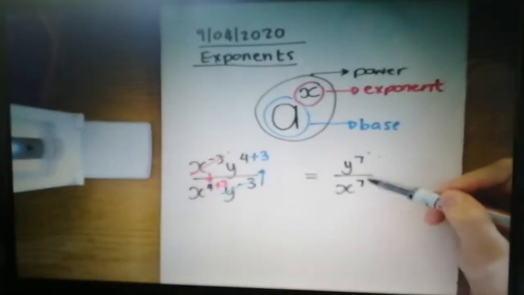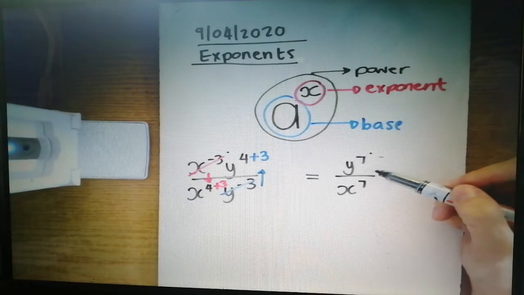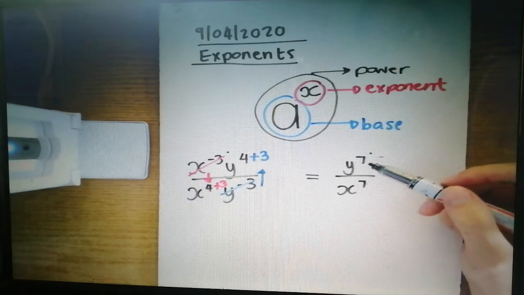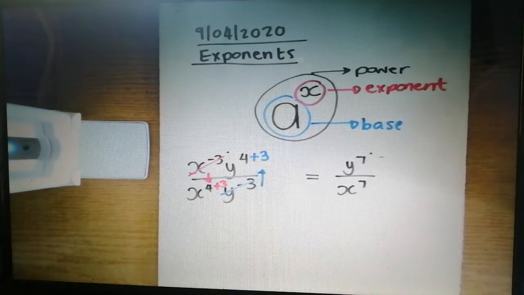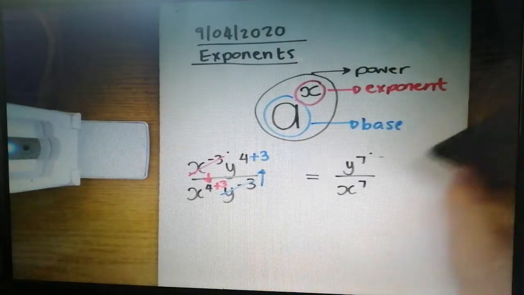Now, just because they share the same exponents doesn't mean that they are alike in any way. I can't move the one to the other. They don't cancel. This would be my final answer. So that's a little bit of negative exponents that you should remember.